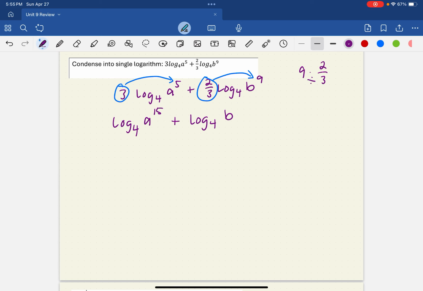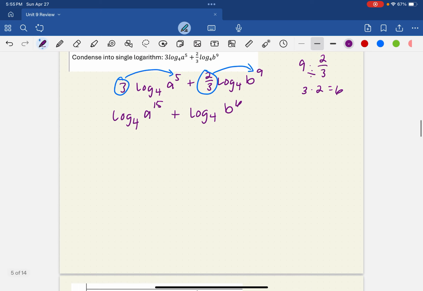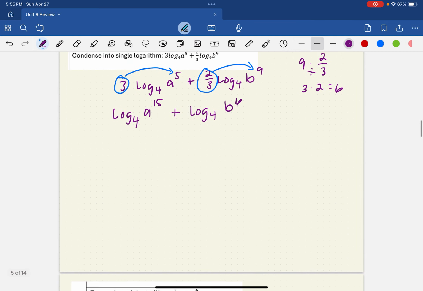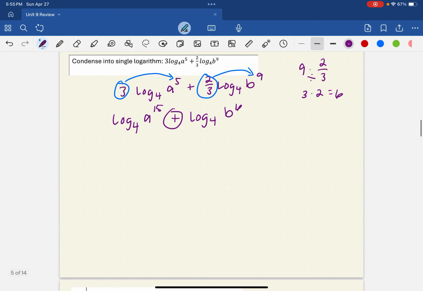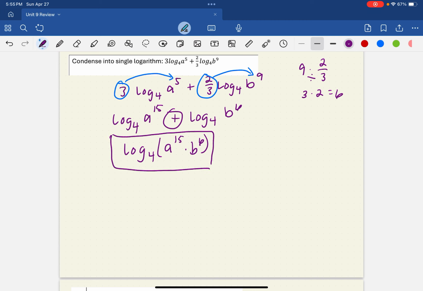So 9 divided by 3 is 3. 3 times 2 is 6. Okay, and then using product rule, we are multiplying, so log base 4, a to the 15 times b to the 6. And because those are not common variables, we are done. Next problem.